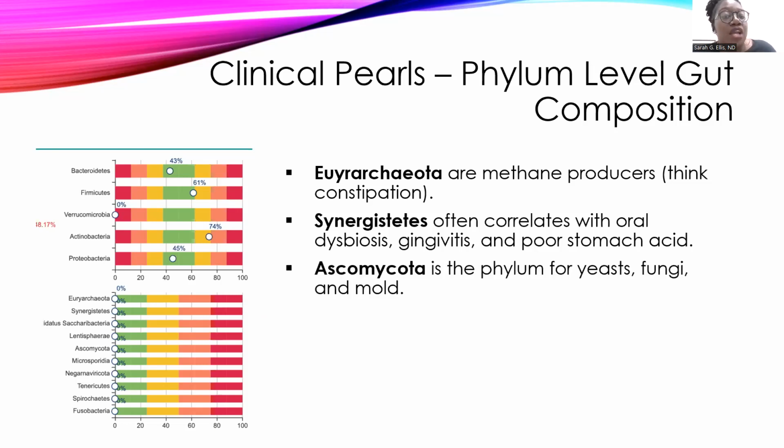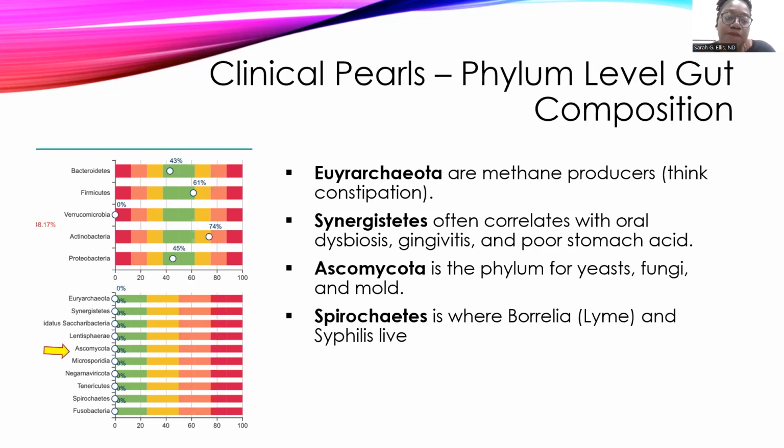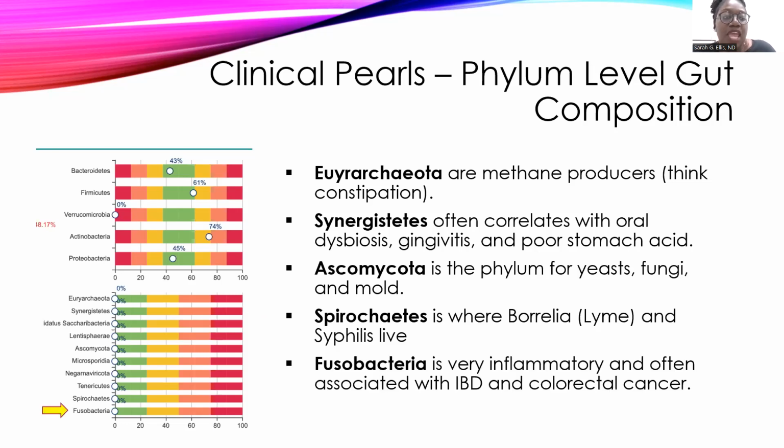The Ascomycota phylum contains yeast, fungi, and mold. Spirochetes is where Borrelia and syphilis exist. And then Fusobacteria here down below, this is very inflammatory. It's a very inflammatory phylum and is often associated with inflammatory bowel disease and colorectal cancer.